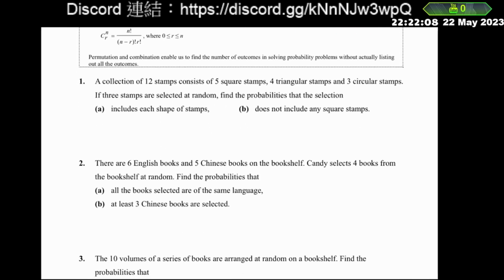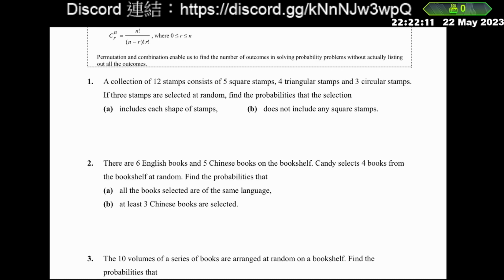So let's see question 1. There are altogether a collection of 12 stems, and they are 5 square stems, and then there are 4 triangular stems, and also there are 3 circular stems. And so if we select 3 stems at random, find the probability that the selection includes each shape.